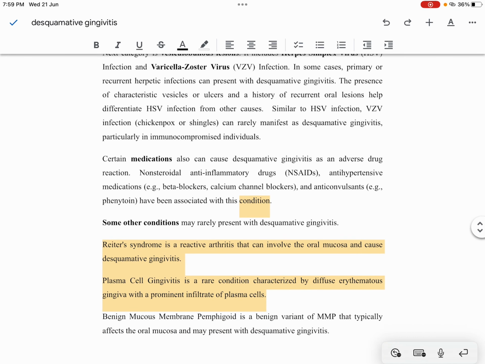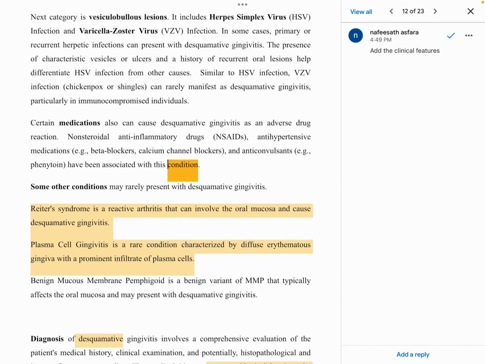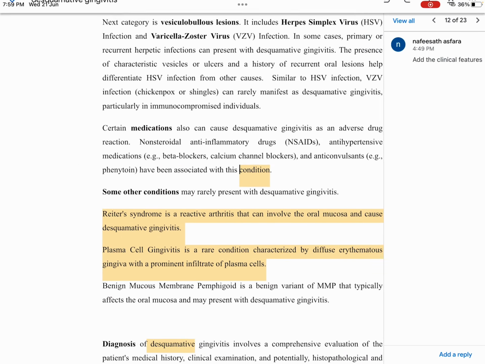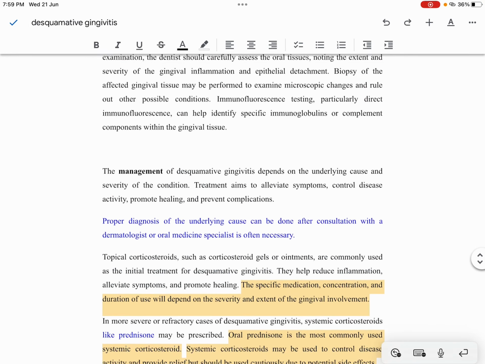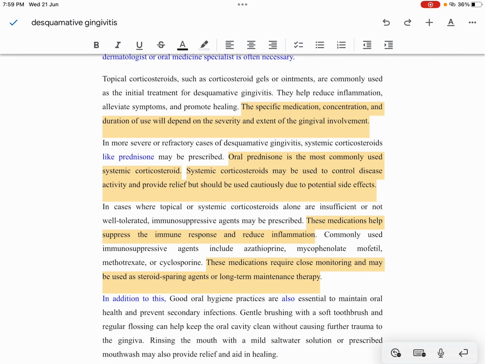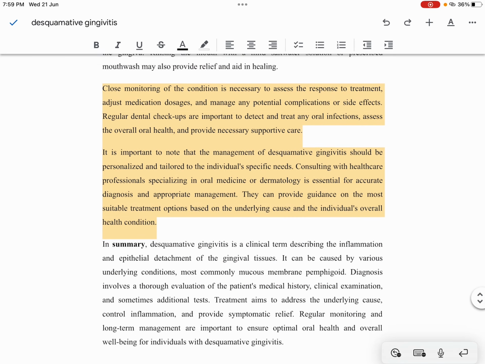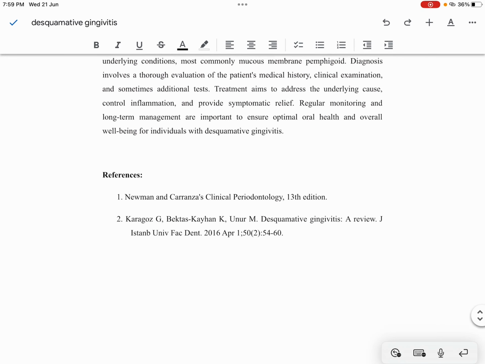And in the case of medication related desquamative gingivitis, it would be better if you explained a little bit of the clinical features, how it would look like. And then in the case of the management, it would be better if you removed all these. We have actually added it as a comment. Yeah, so that's all about this.